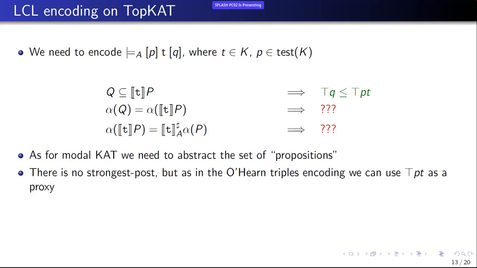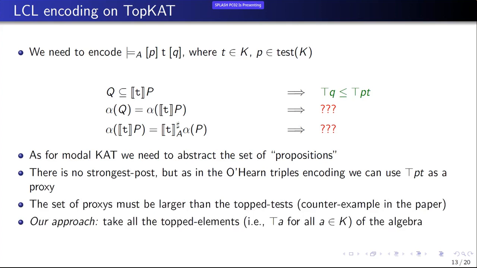Unfortunately, here we can't use a set of tests because we don't have the strongest postcondition operator which returns a test. So instead, the intuition is to use this encoding here of this top-P-T element. This in a certain way represents a proxy of the strongest postcondition. And we can thus represent the propositions using this kind of proxy elements.